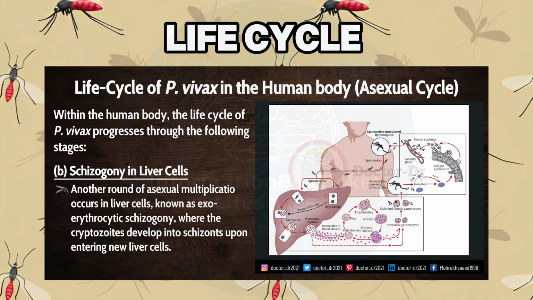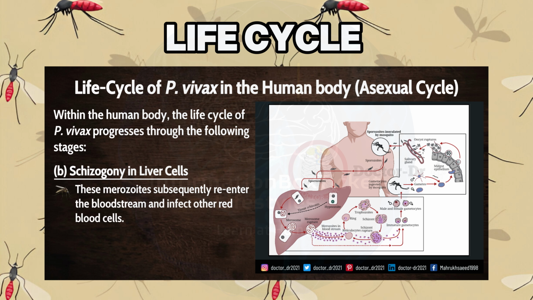Another round of asexual multiplication occurs in liver cells, known as exoerythrocytic schizogony, where the cryptozoites develop into schizonts upon entering new liver cells. The second-generation merozoites produced are referred to as metacryptozoites or phanerozoites. These merozoites subsequently re-enter the bloodstream and infect other red blood cells.